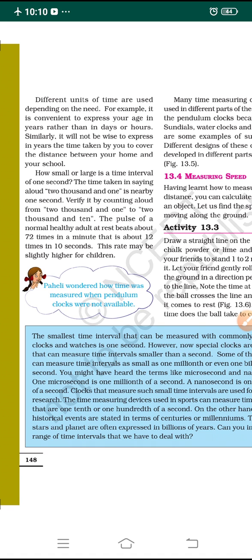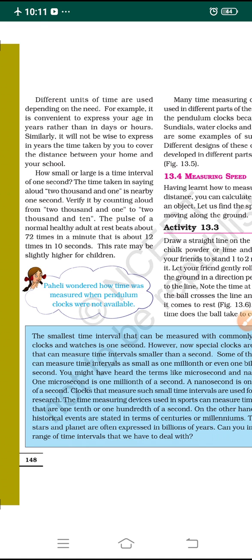Now, how small or how large is the time interval of 1 second? The time taken in saying 2000 or 1000 is almost equal to 1 second. The moment we pronounce it, the second is over. We can verify it by counting aloud: 2001, 2010. It hardly takes a moment to complete 1 second, so it is a very short span of time.